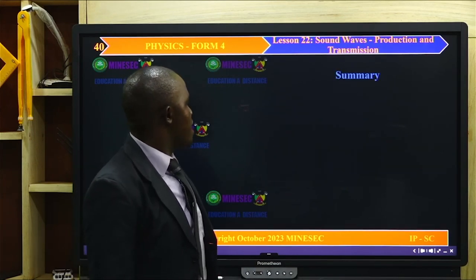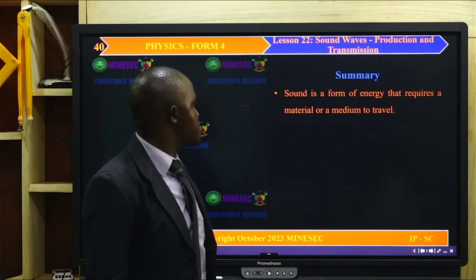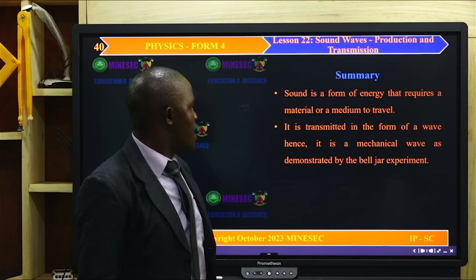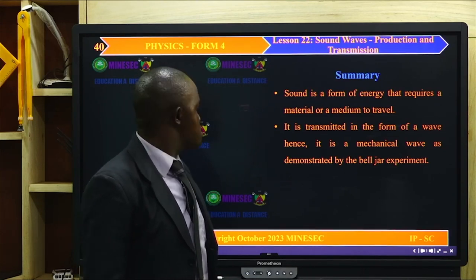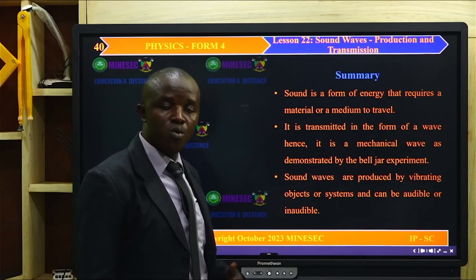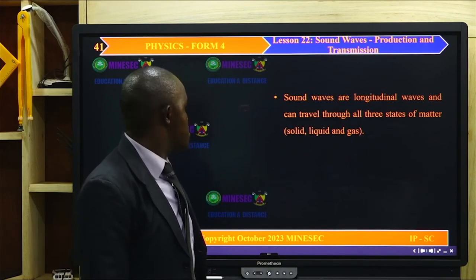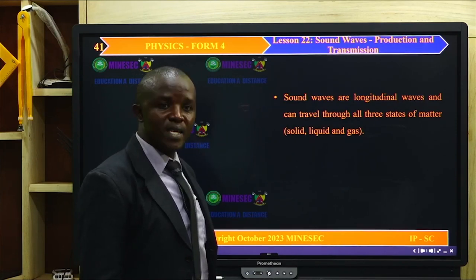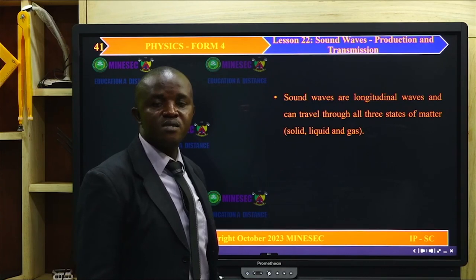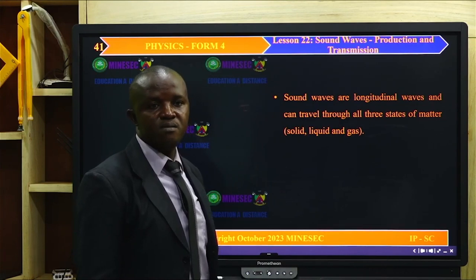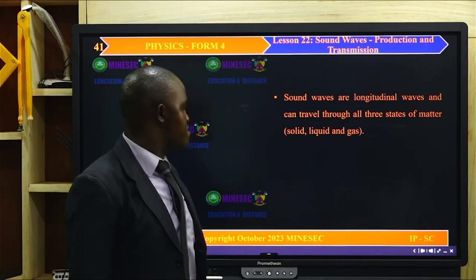Now, in summary, sound is a form of energy that requires a material medium to travel through. Sound is transmitted in the form of a wave, hence it is a mechanical wave, as demonstrated by the bell jar experiment. Sound waves are produced by vibrating objects or systems and can be audible or inaudible, which means you can hear them or you may not be able to hear them depending on the frequency. Sound waves are longitudinal waves and can travel through all three states of matter: liquid, solid, and gaseous. They travel through the different states of matter at different speeds. They travel very fast in solids, less fast in liquids, and have the least speed when traveling through gases.